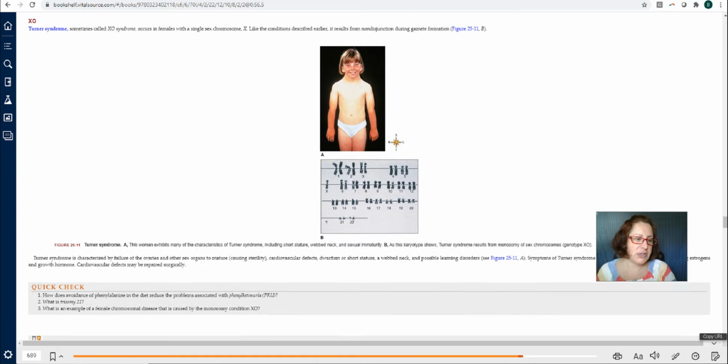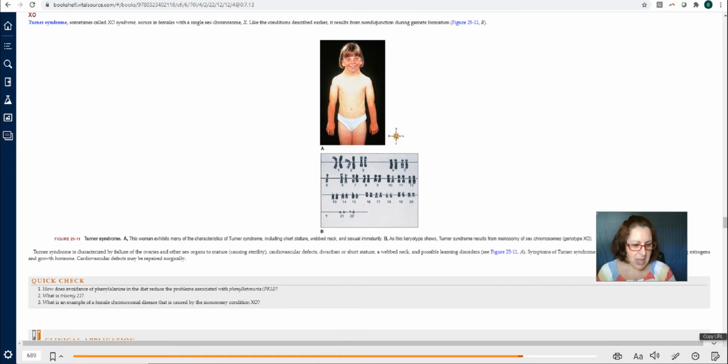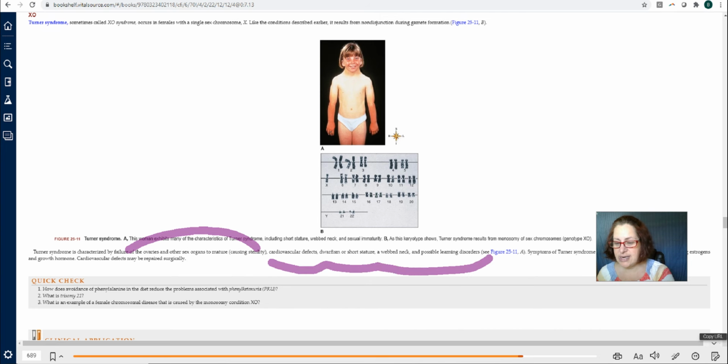So what happens with Turner syndrome is typically they do have female organs. They typically will not mature, which means they're infertile. Heart issues, they tend to be short, learning disorders, etc.